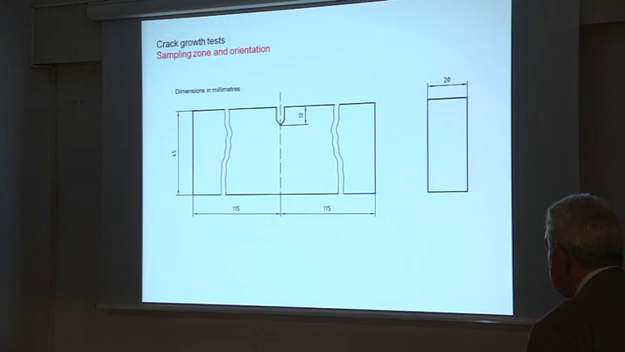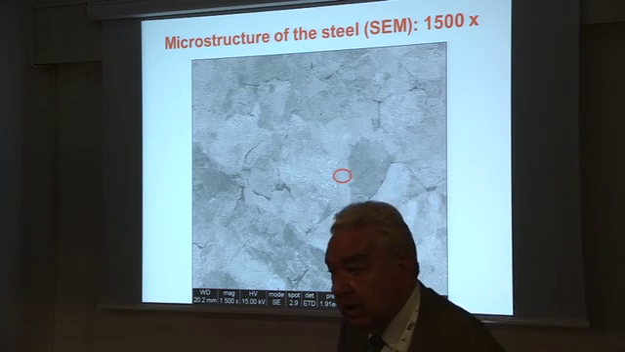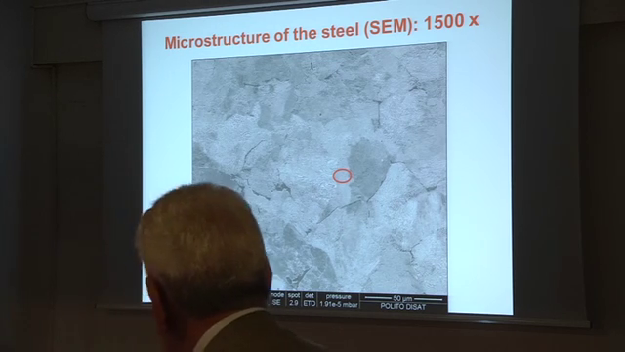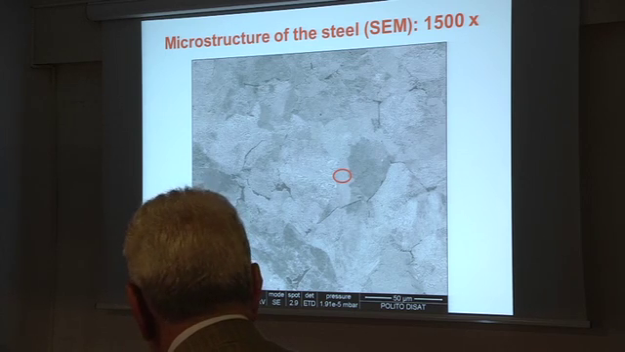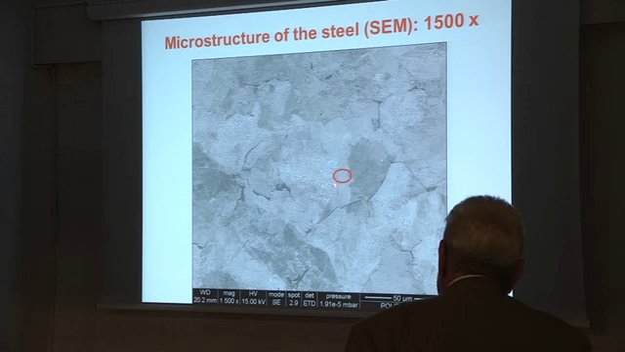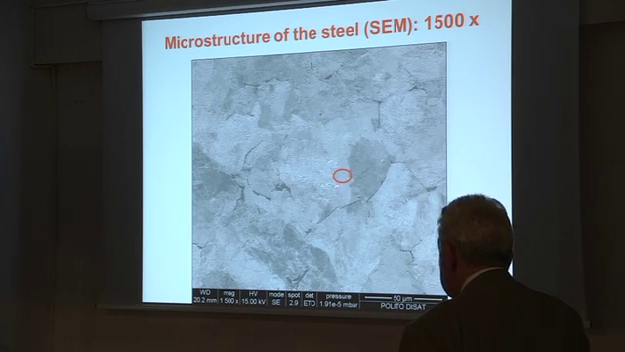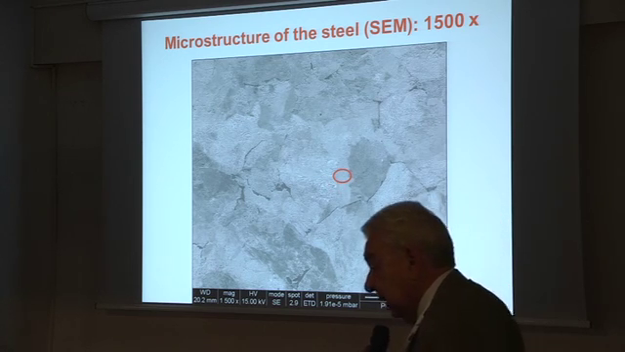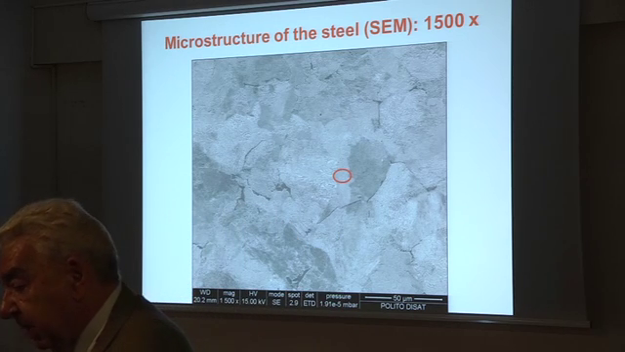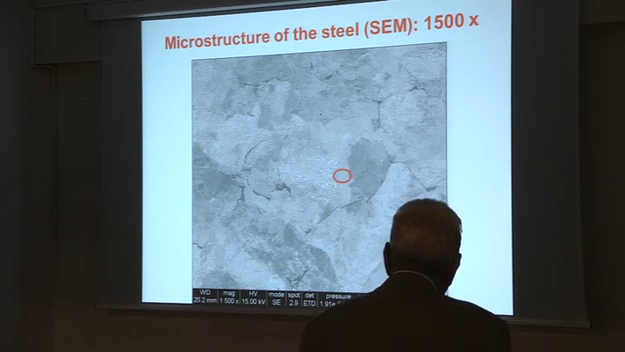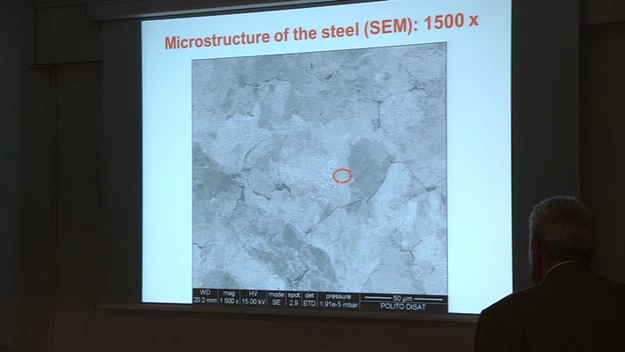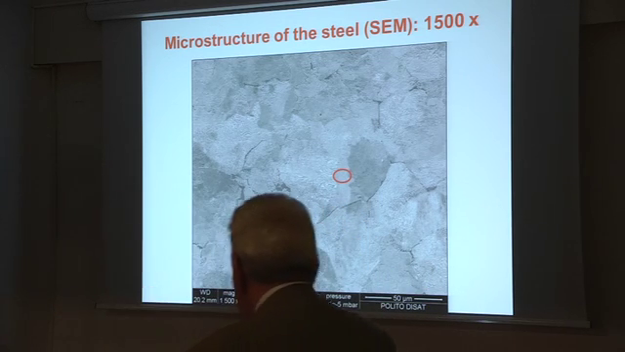This is the sample, it's a 3-point, 4-point bending sample. And this is the microstructure of the steel. As you can see, you have very limited zones of ferrite, and the various perlite colonies have different orientation. In some cases you were seeing the colony not perpendicular to the metallographic section. In other cases, you were seeing it perpendicular to the metallographic section. And so this is where we made our metallographic observations, and later we did our fractographic observations.